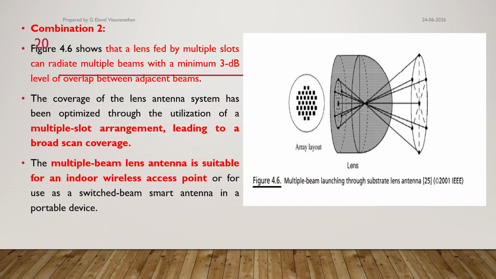Combination 2, in figure 4.6, it has been clearly shown that a lens fed by multiple slots can radiate multiple beams with a minimum of 3 dB level of overlapping between the array. The coverage of the lens antenna system has been optimized through the utilization of multiple slot arrangement, which leads to a broad band coverage. The third one, the multi-beam lens antenna, is suitable for an indoor wireless access point or for use as a switched beam horn antenna in the communication.